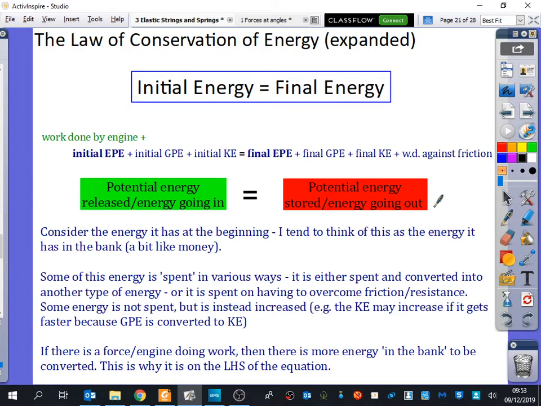If there is a force or an engine doing work, then there is more energy in the bank to be converted. This is why it is on the left-hand side of the equation. So you should be trying to think about the energy that something has at the beginning. It's either going to stay in its current form, it's going to get converted into another form, or it's going to get spent on overcoming friction. Those are the only things that can happen.